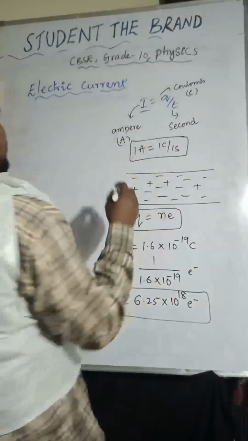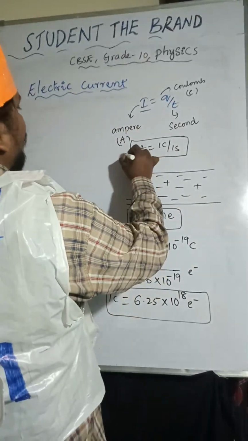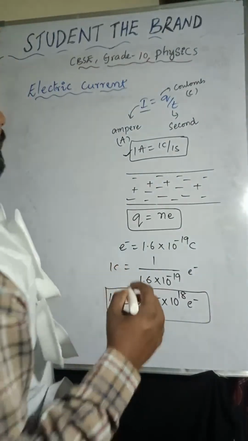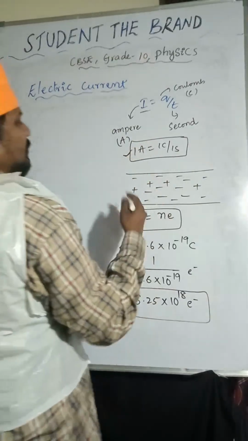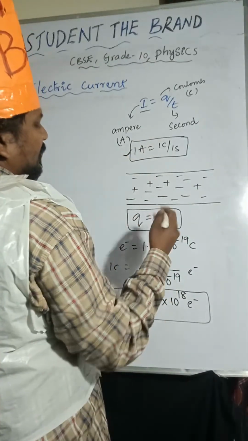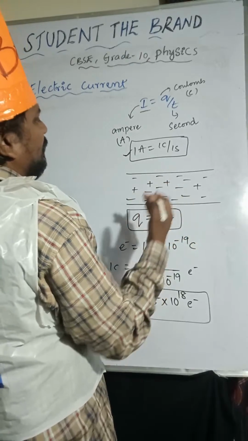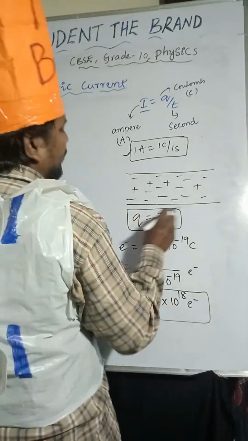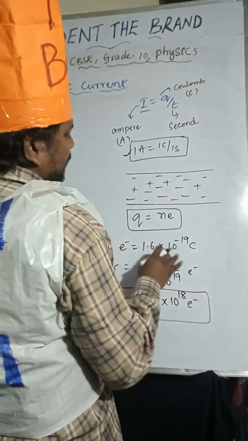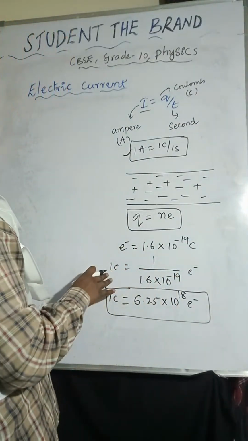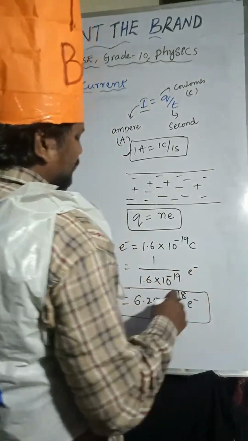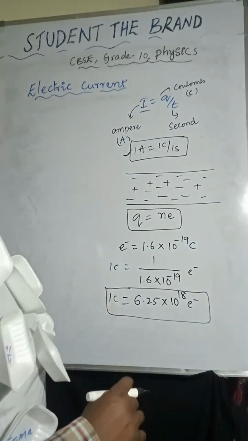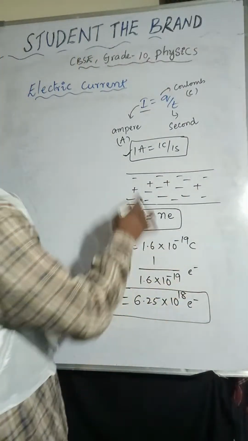So 1 ampere is defined as 1 coulomb of charge flowing through unit cross-section area per second. That is 1 ampere. And charges are moving inside the conductor. It's not only 1 or 2 electrons, there are many charges moving. So that's why Q equal to Ne. One electron has 1.6 into 10 power minus 19 coulomb. In 1 coulomb, 1 by 1.6 into 10 power minus 19 electrons, that is 6.25 into 10 power 18 electrons are present. It's very, very important.